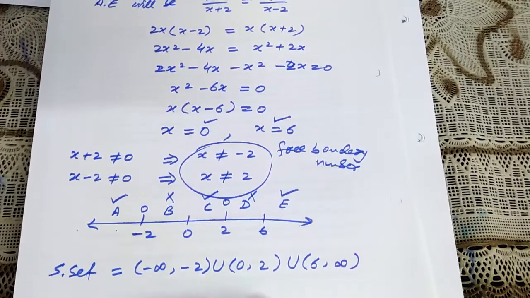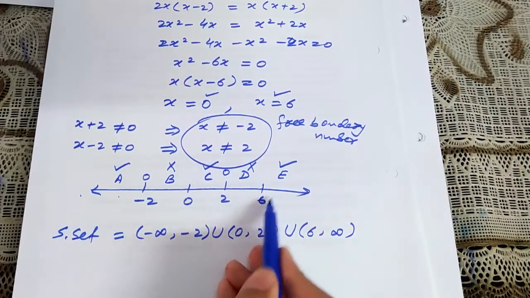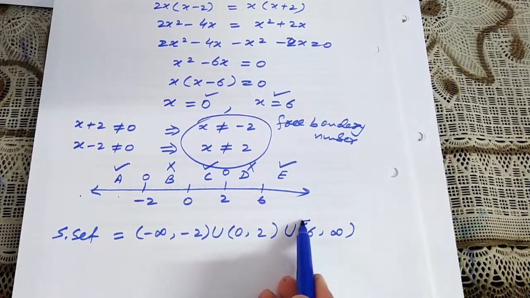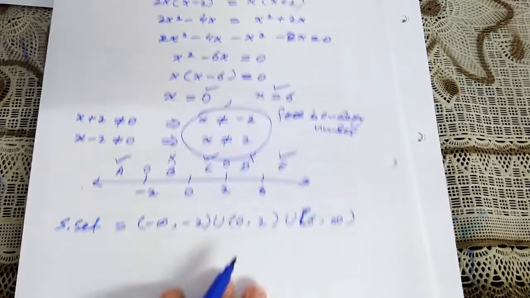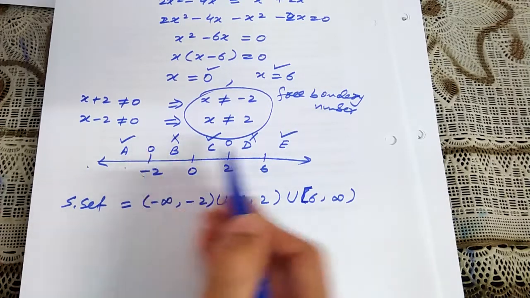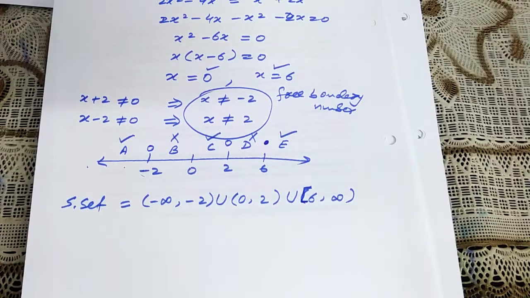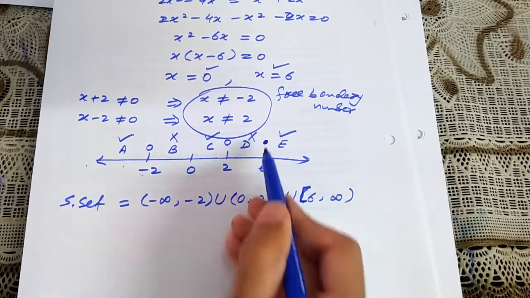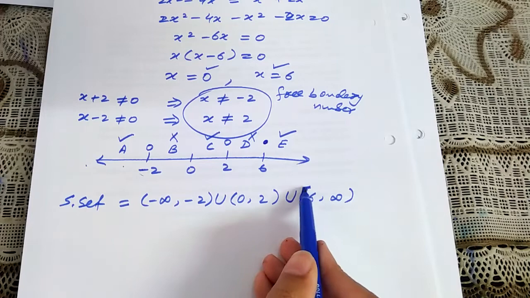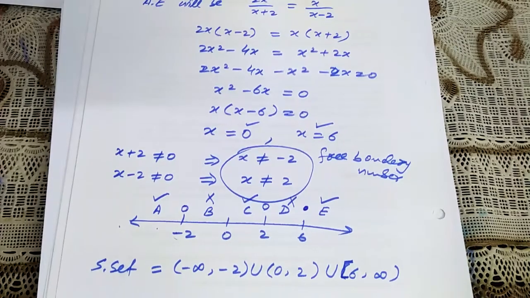Due to this equality, the point 6 will give us a closed interval here, because on 2 we have an open ball, and on 6 we have a closed ball. Because 6 is included, we draw a closed interval here. So this is the solution for our question number 40.